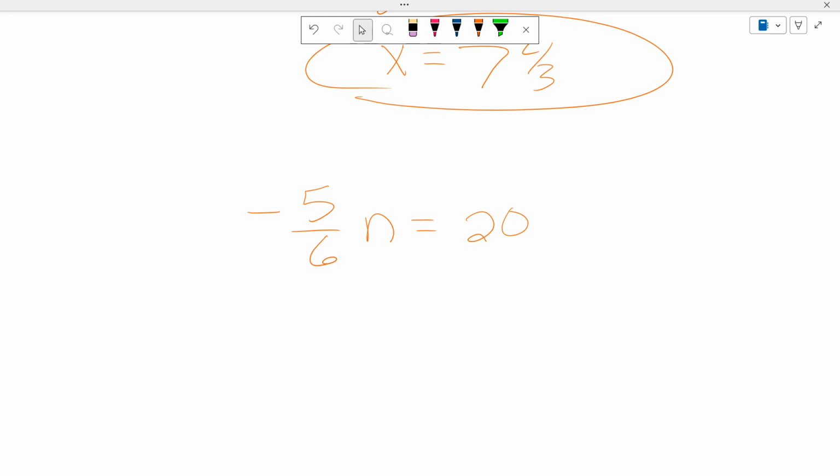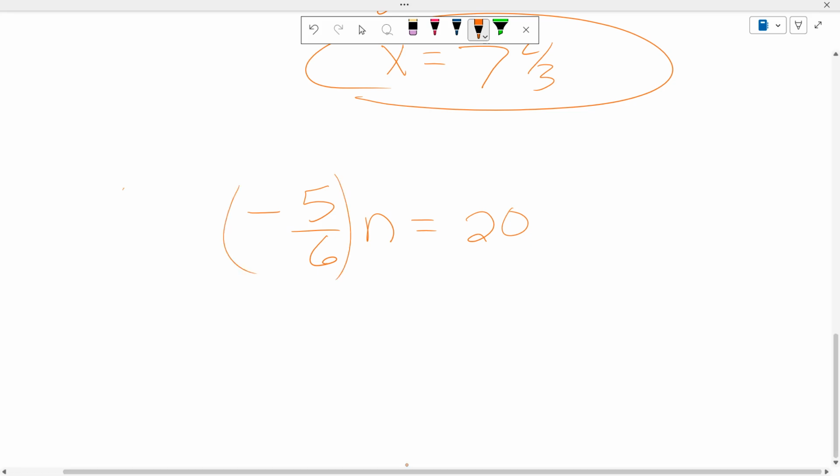Okay. Now, a number times n equals another number. When you have fractions involved, we're not going to divide by 5/6. When there's a fraction involved and we're multiplying or dividing, we're going to multiply by the reciprocal of the fraction. So what's the reciprocal of negative 5/6?